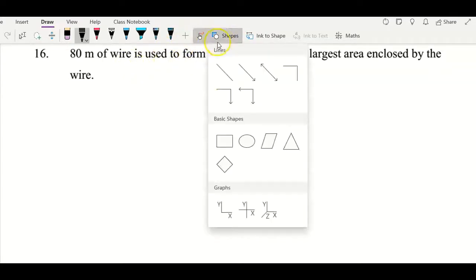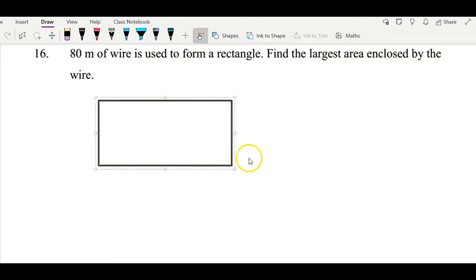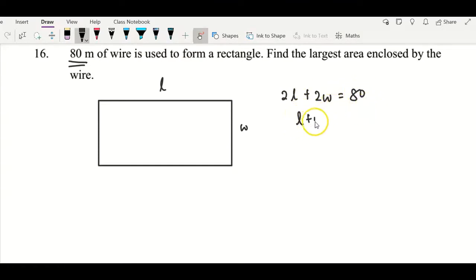I will just sketch a diagram representing the rectangle formed by the wire. The rectangle consists of the length and the width. Because 80 meters of wire is used to form this rectangle, the perimeter, which is 2L + 2W, will be equal to 80. If I simplify, I will have L + W = 40.